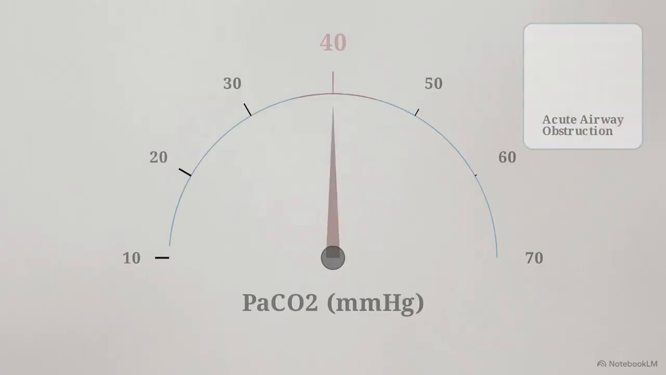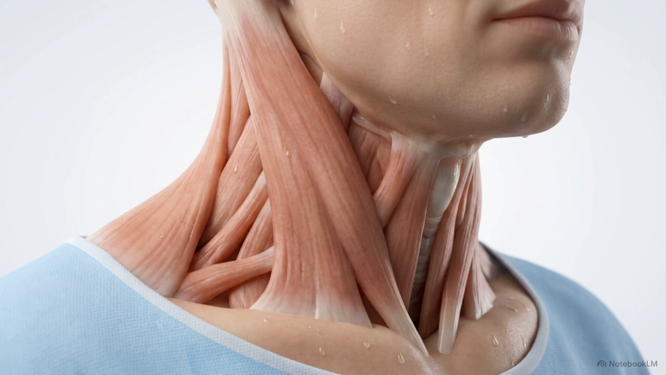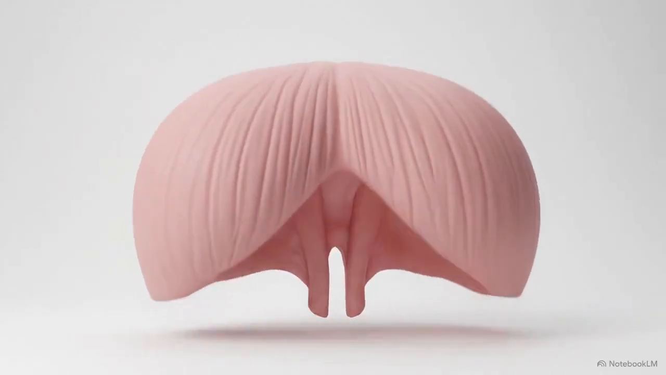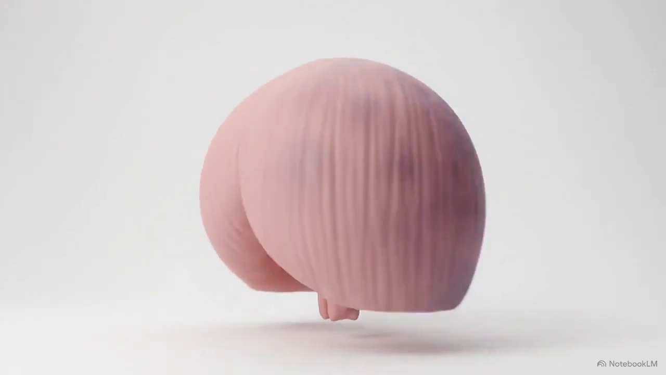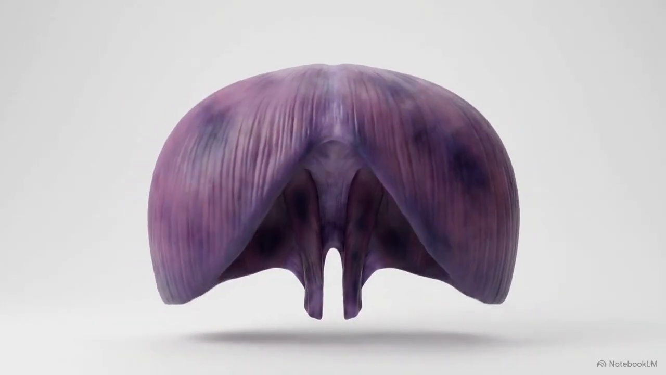Look at this tracker. The standard physiologic response to acute airway obstruction is hyperventilation. The patient breathes rapidly, blowing off excess carbon dioxide. Initially, this drives the PaCO2 down below the normal baseline of 40 millimeters of mercury, but sustained tachypnea exerts a massive physical toll. Over hours of fighting against constricted airways, the diaphragm and accessory respiratory muscles reach physical exhaustion. They lose the ability to maintain the rapid breathing rate.